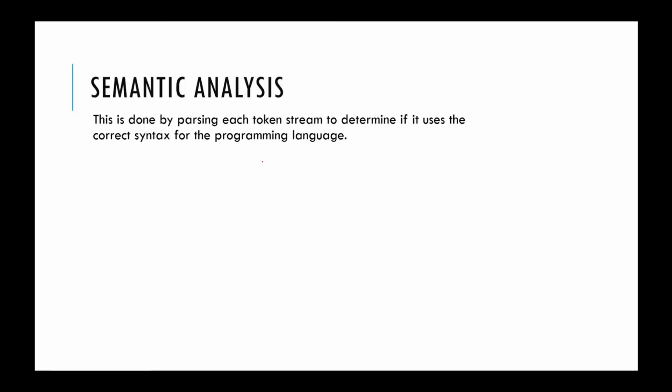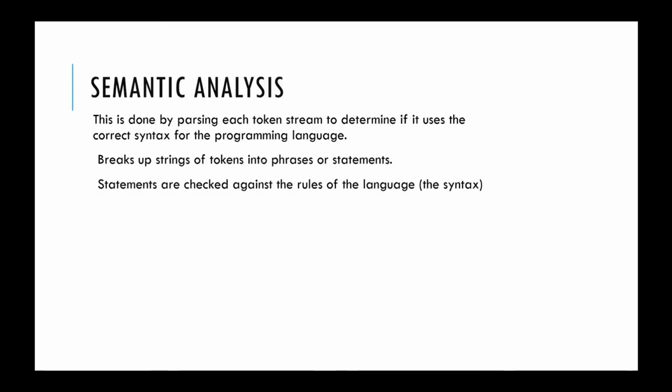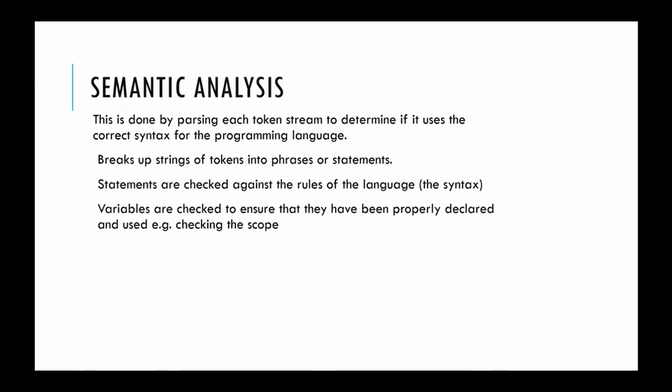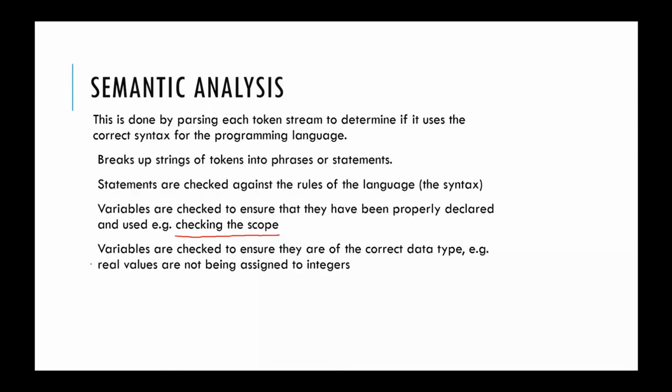Now, semantics is all about meaning. So here we're actually looking at the statements and saying, is this statement meaningful to the computer? We can check them against the syntax of the language, and then look at whether this statement is sensible. For example, one of the things that will happen here is we'll check the scope of variables and make sure that the variable is within scope, and that it's also the right data type.